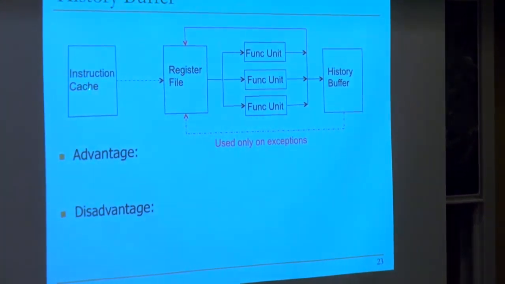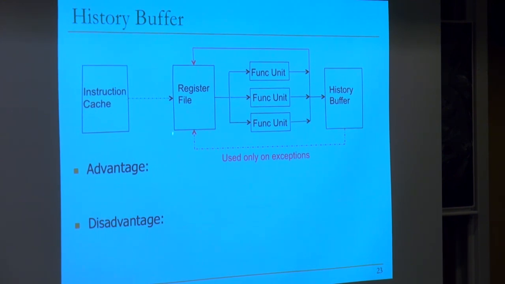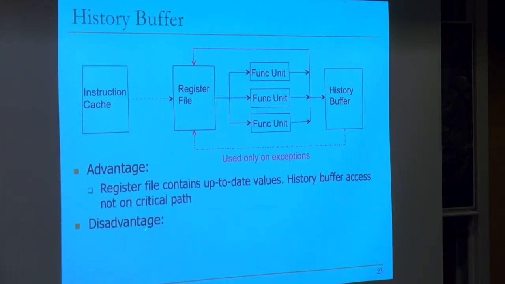The advantage is now, when you decode an instruction, you get the source register ID. The value is always in the register file, right? Well, or in the bypass path, somewhere. You never need to access another structure to get the value. You either stall, or the register file has the value, or the bypass path has the value, the forwarding path. There's no indirection. So it's quick, meaning the register file contains up-to-date values. History buffer access is not on the critical path at all. Whereas before, reorder buffer access was on the critical path, regardless of whether we did a content addressable memory or an indirection here.